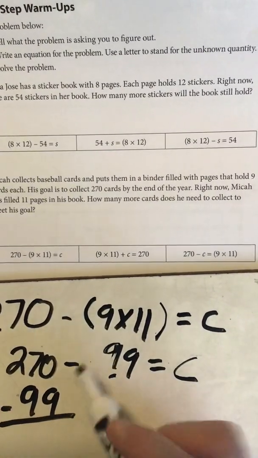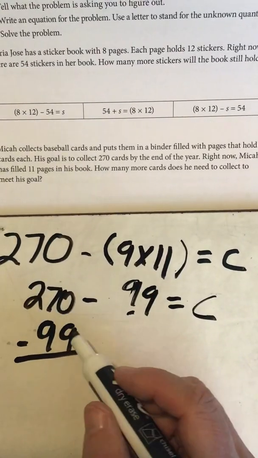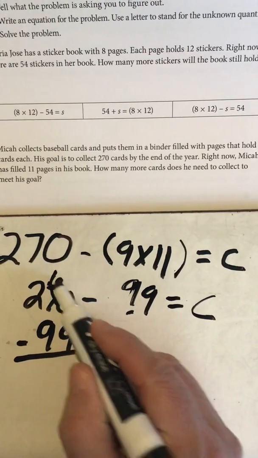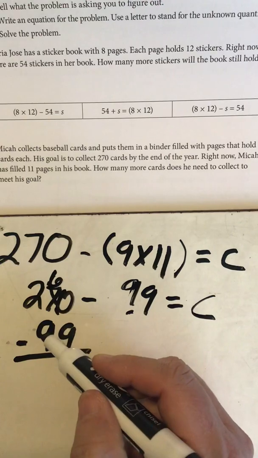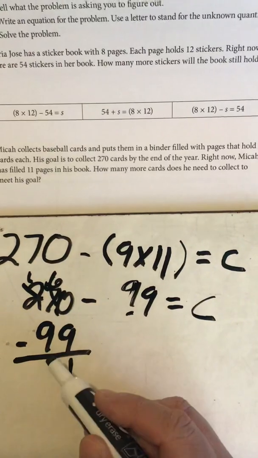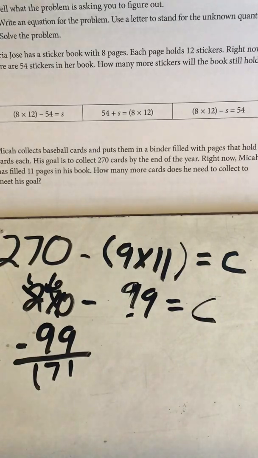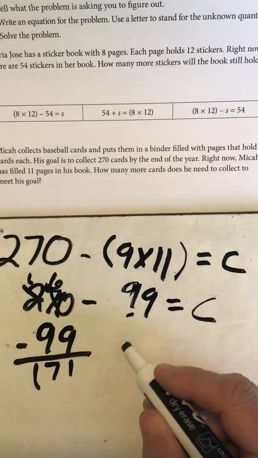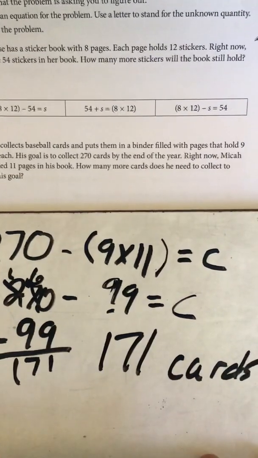So we can do that, or we can do it our standard algorithm way. We've done this several times. Remember, I cannot take 9 from this 0. I have to borrow or decompose this one. That would give me 6. So 10 minus 9 would be 1. I can't take 9 from this 6, so I have to decompose this one again to give me a 16. 16 minus 9 would be 7. I can bring that down, 1, so I have 171 cards left. That's what he needs to collect to meet his goal. So I can say 171 cards to meet his goal.